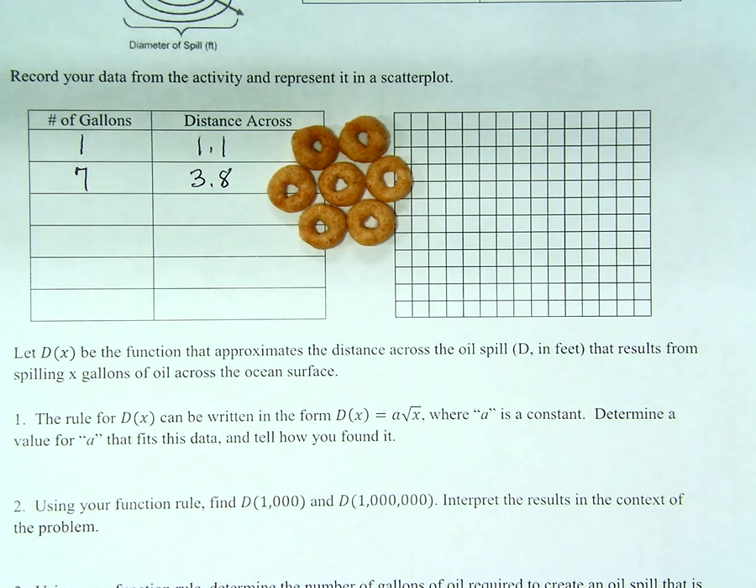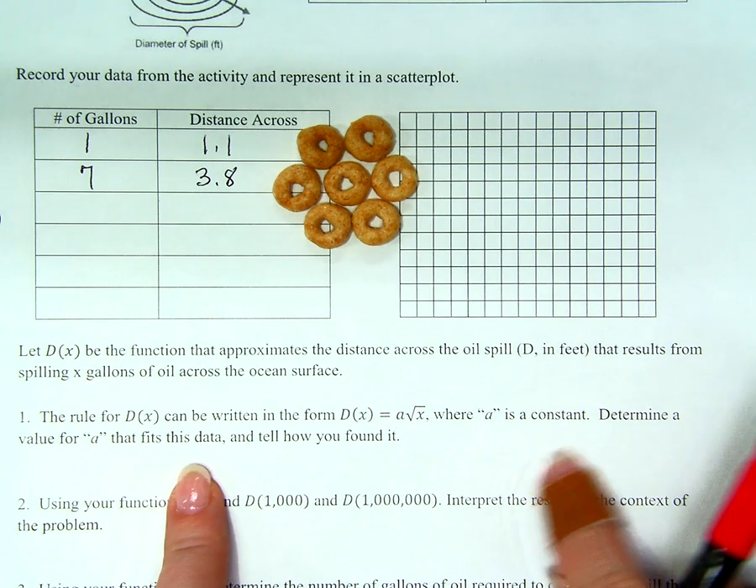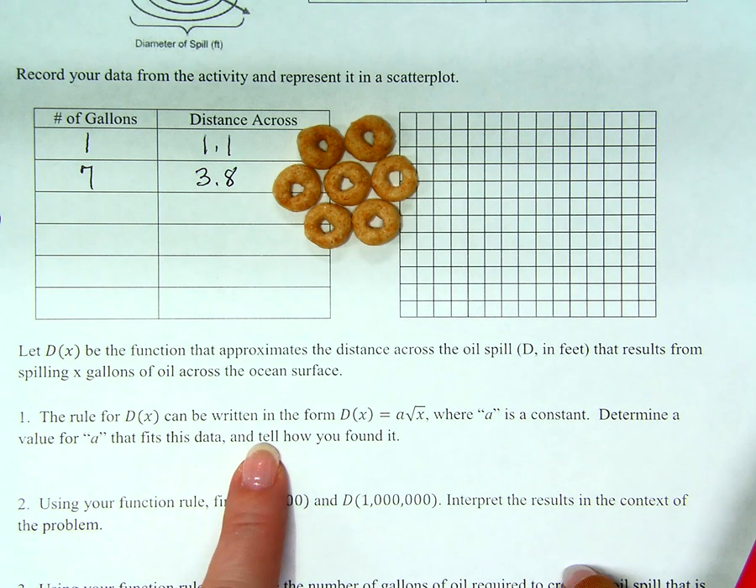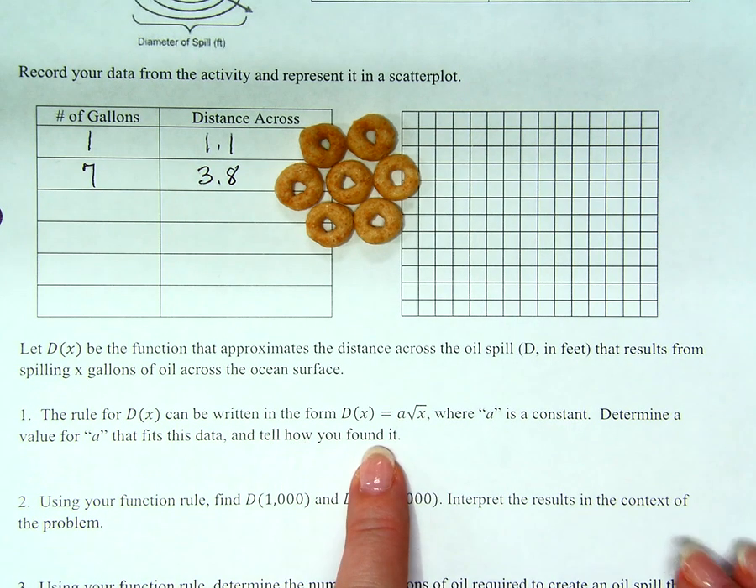After you do that, after you get your A value, make sure you write it in number 1, because that's what it's asking. It's asking for the rule, and then tell how you found it. Make sure that's in a complete sentence.